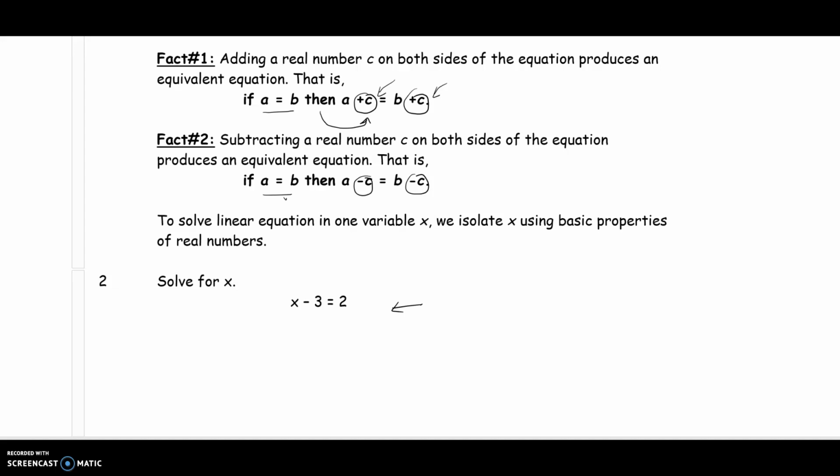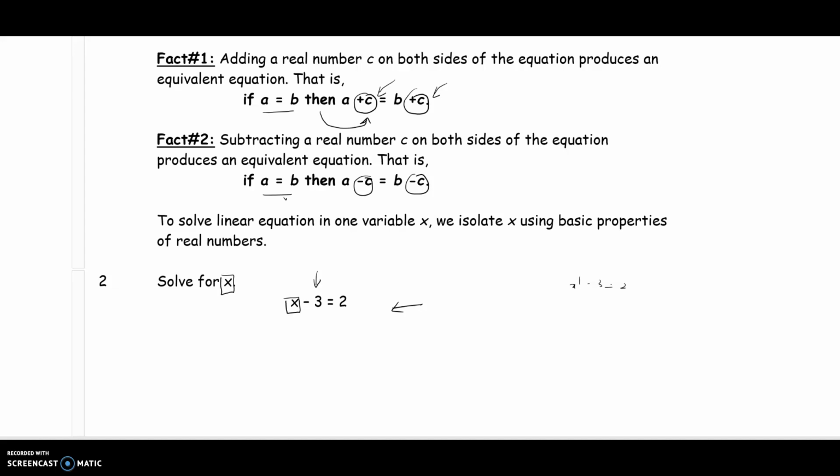x minus 3 equals 2. So solving for x, this is a linear equation. It's in the form x to the 1 minus 3 equals 2. Solving for x is the same as isolating x or getting x by itself on one side. So if we could somehow get rid of the 3 on the left side, then we would get x by itself on the left side.